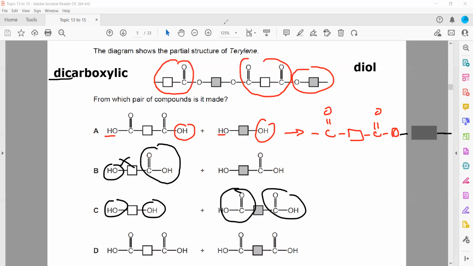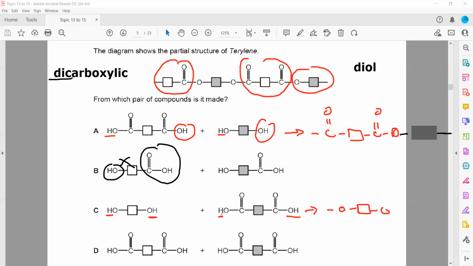But if this was the answer, then how should the polymer form? What should be the structure of the polymer? When we remove OH and H, so if we remove H from the first one, OH from the second one, and then H from the first one and OH from the second one, the polymer formed by combination of these two molecules will be O, then there is an unshaded box.